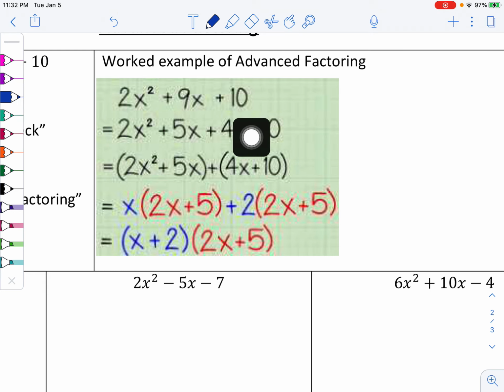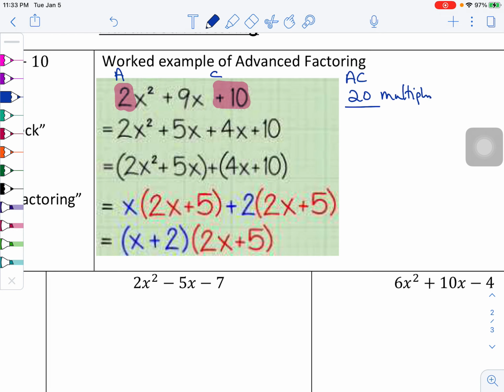So this is your initial trinomial here. And this is often called the AC method for factoring because you're going to take your A value of 2 times your C value of 10. So let me go ahead and mark that. That's the AC. And the product of A and C in this case is 20. So I want you to tell me two numbers that multiply to 20 and add up to 9.